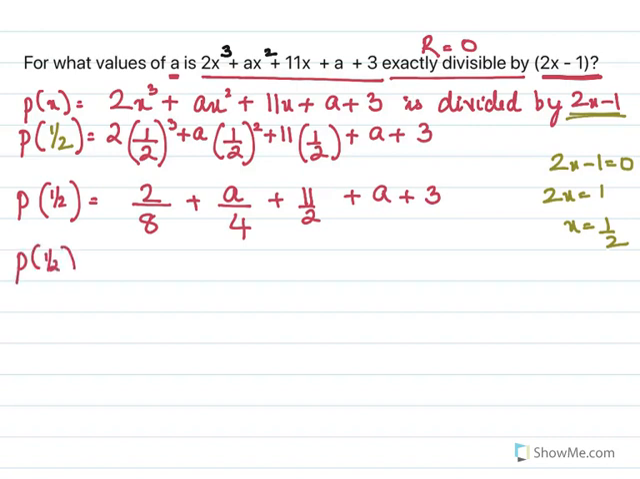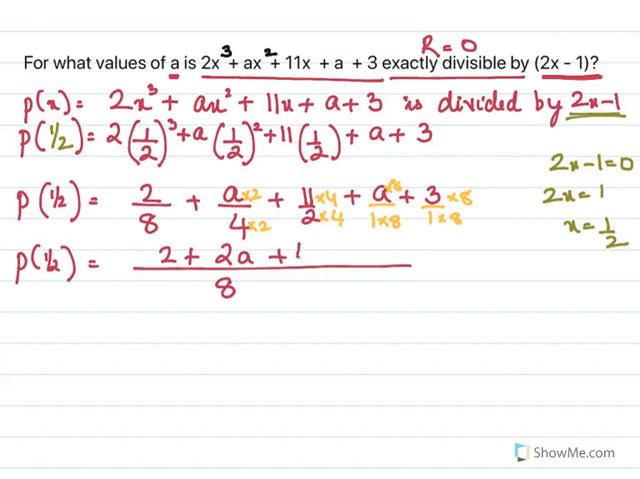So p of 1 by 2, here we take the LCM, which is 8. So this is 2 plus, now in this case we get into 2 to make it 8, into 4 to make it 8, into 8 to make it 8. This is 1, so into 8 to make it 8. LCM is 8. So this is 2a plus 44, 8a plus 24.